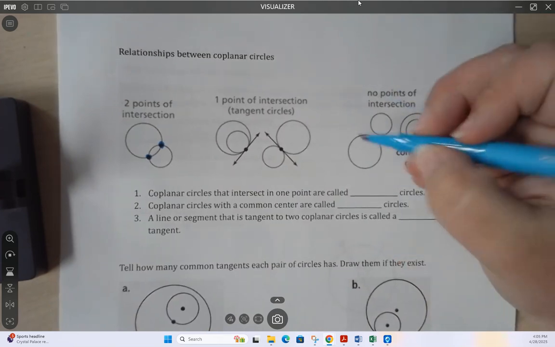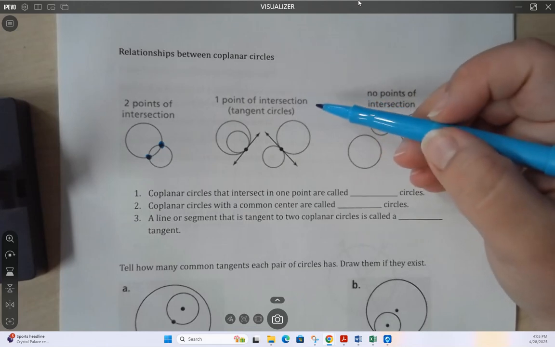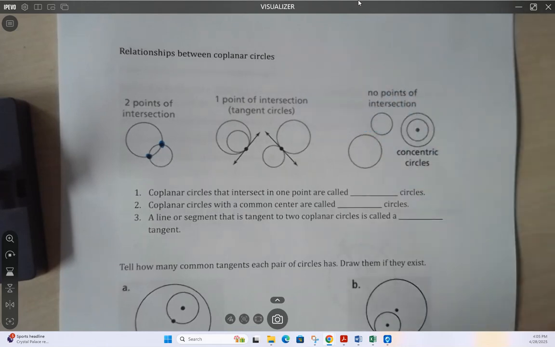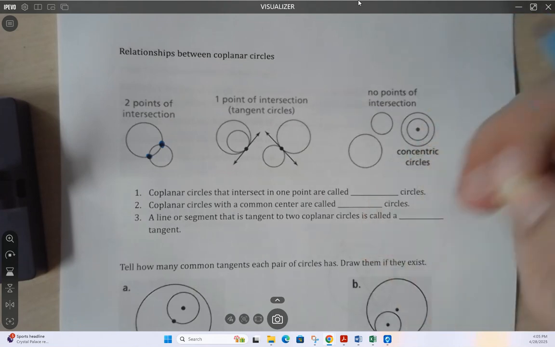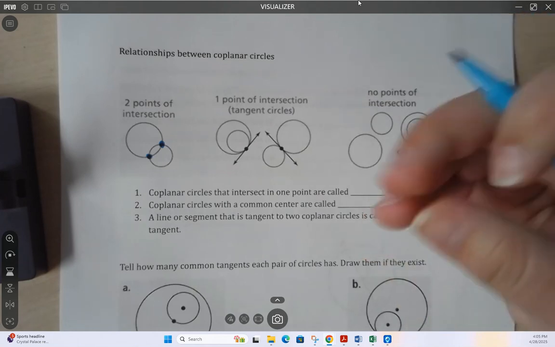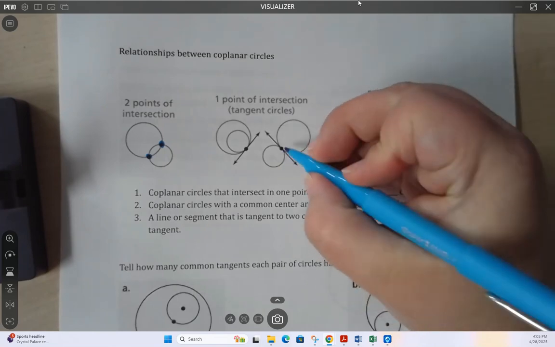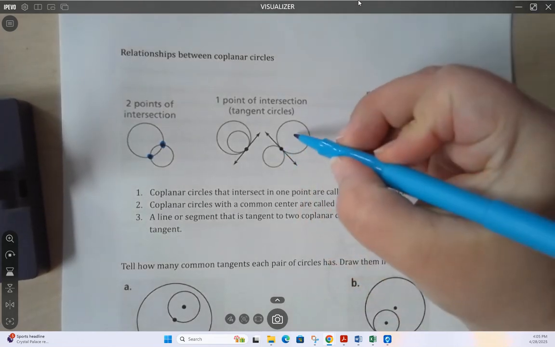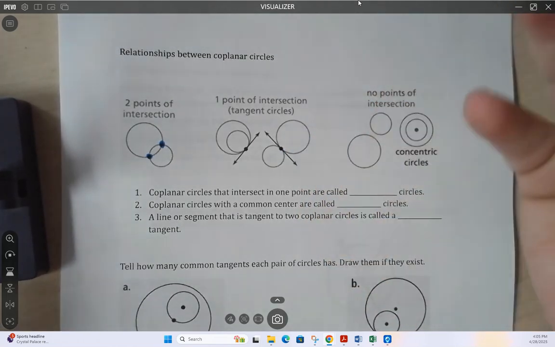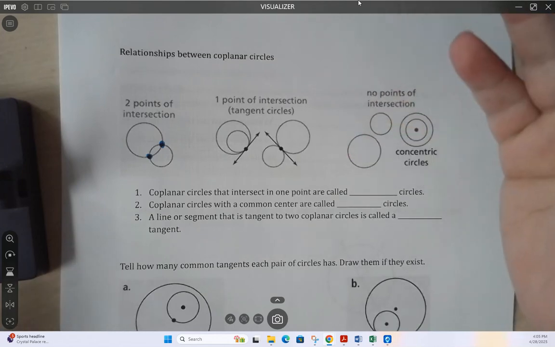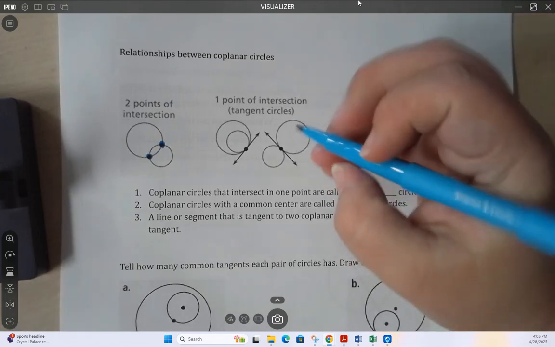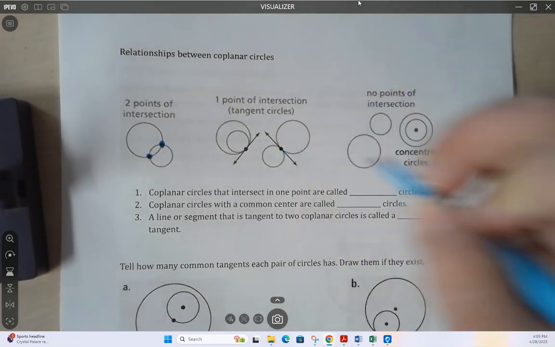Then we could have 1 point of intersection. And when there's 1 point of intersection, we call these tangent circles. Because instead of having a line that's tangent to our circle, we have another circle tangent. You may also want to think of these as like kissing circles. We can think of this as like a mommy circle kissing a baby circle. Maybe that's a little silly, I don't know, but whatever helps. They only ever touch there.